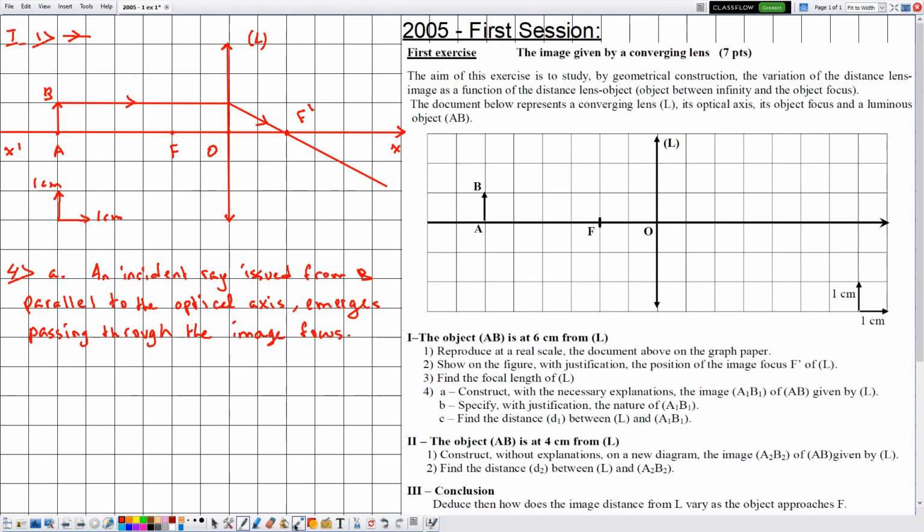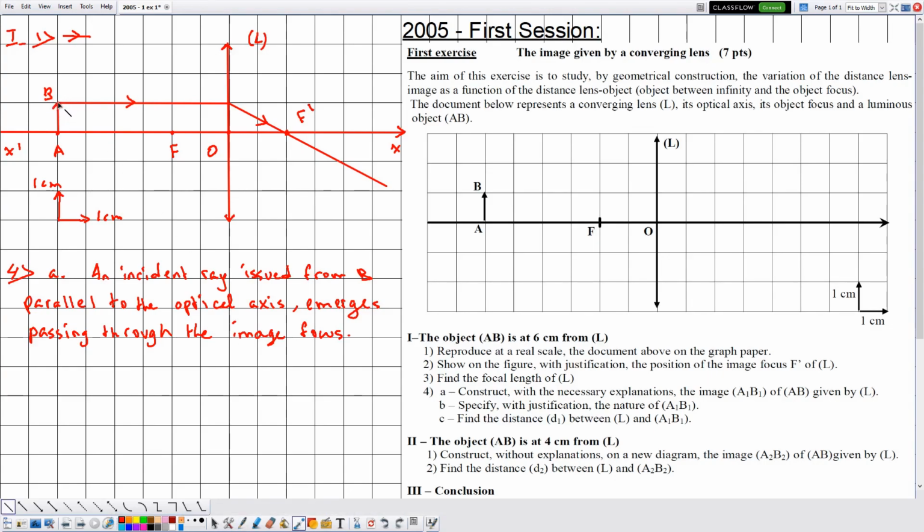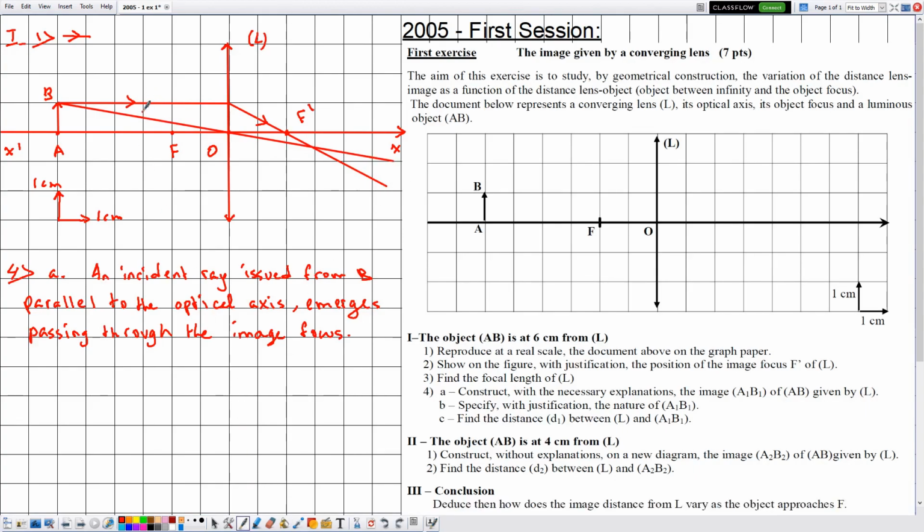And the next ray that we'll consider is passing through the optical center. We know that it will emerge without deviation like this. Now this is the tracing of the second ray.